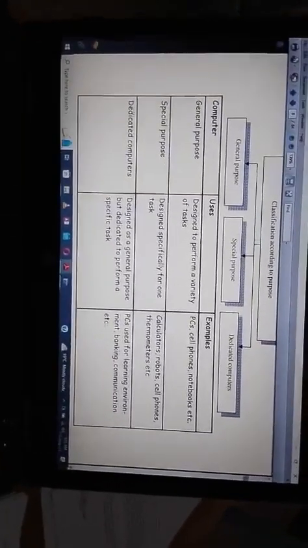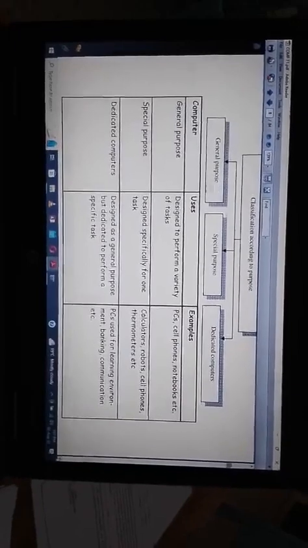So guys, those are the three classifications of computers. We have seen three. One, classification according to size. Two, classification according to functionality. And the third one, classification according to purpose. And in all those three, I've also given the examples.